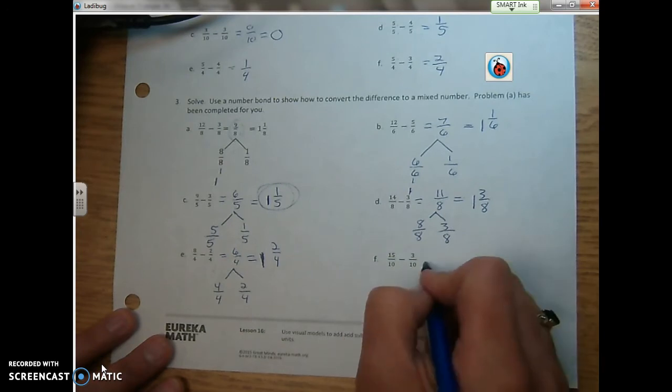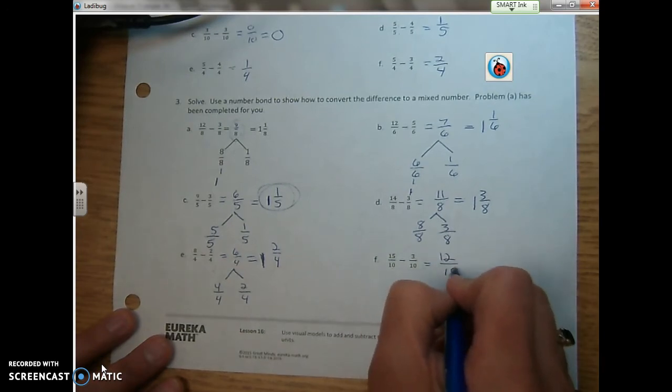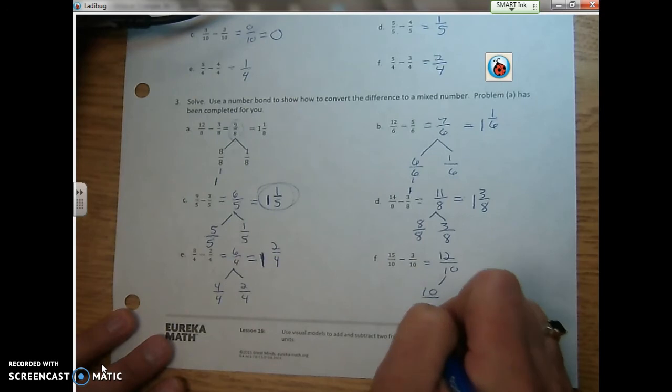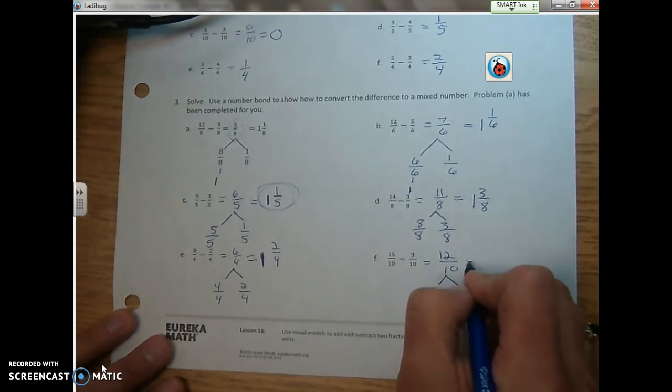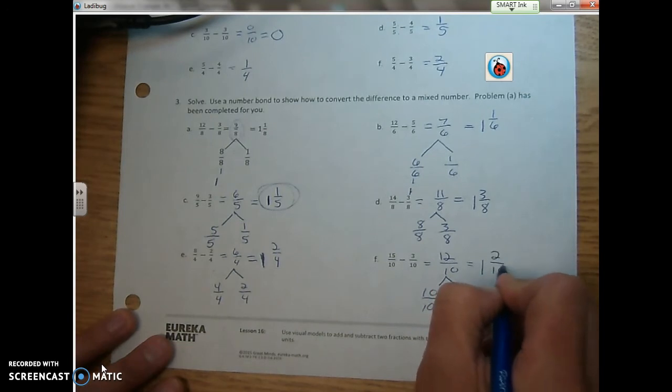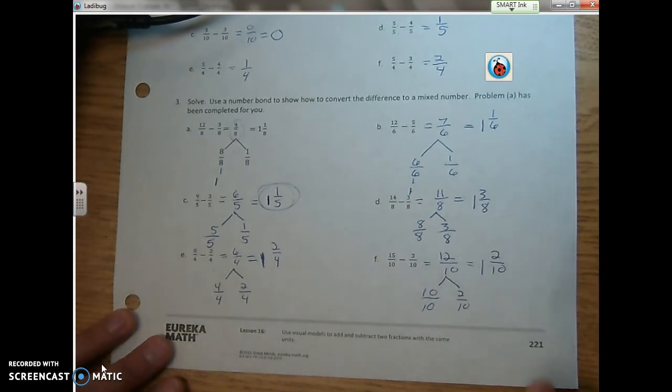15/10 minus 3/10 equals 12/10. If I pull out a 1 from that, it's 10/10. We have 2/10 left. This equals 1 and 2/10. Okay, let's flip the paper over and do the next side.